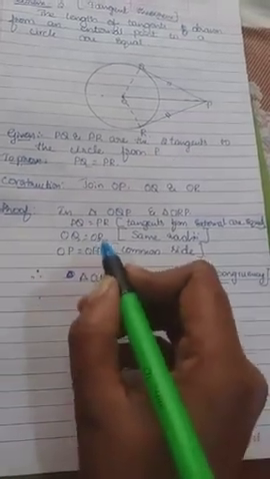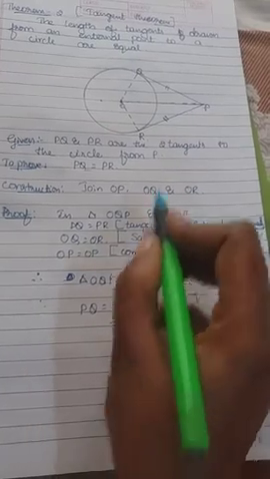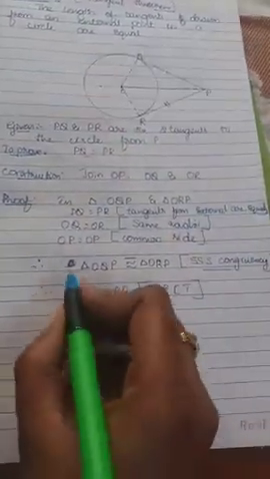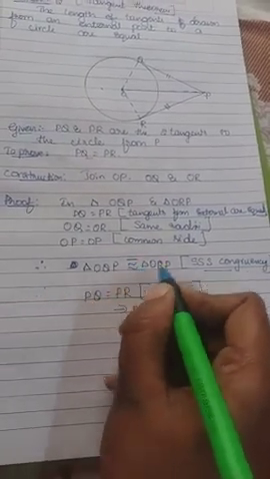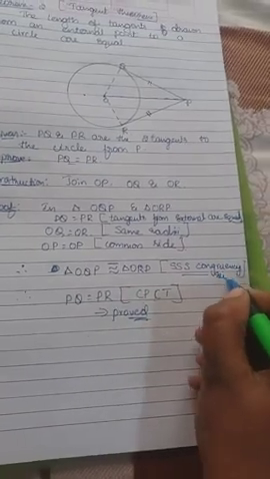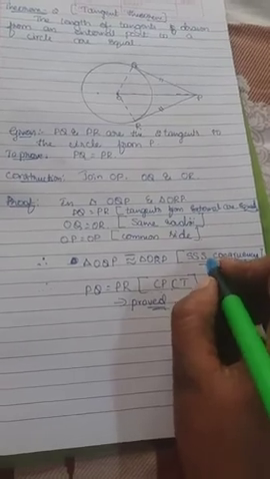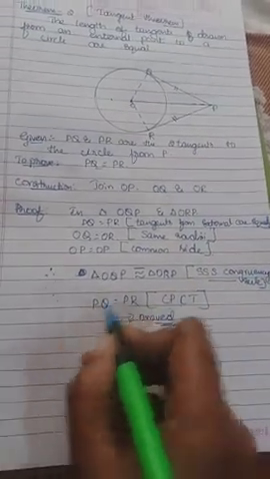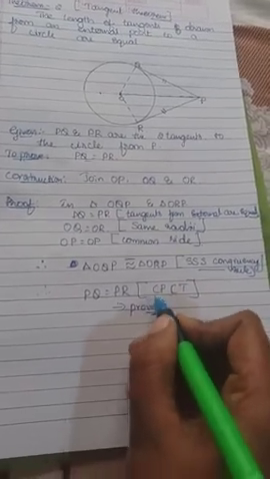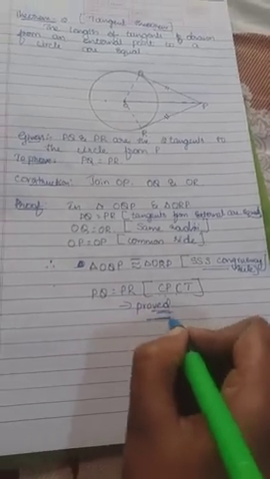OQ equal to OR, they are the same radii, and also OP equal to OP is the common side for both the triangles. So we can write triangle OQP is congruent to ORP according to the SSS congruency rule, which means all three sides are equal in both triangles. Therefore we can write PQ equal to PR by CPCT, corresponding parts of congruent triangles are equal. So that's why it is proved.